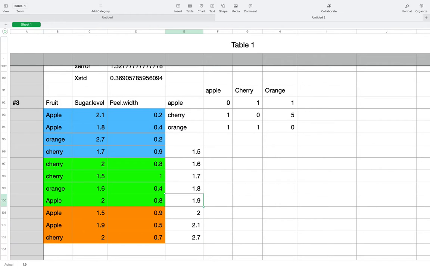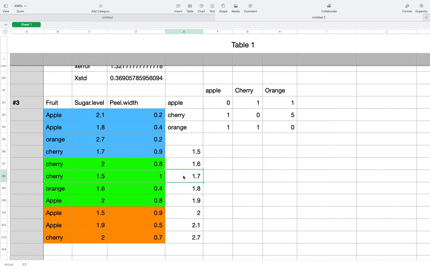Do I want to start with 1.5? How many things are less than 1.5? Nothing. 1.5 is out. How many things are less than 1.6? 2 things. Cherry, apple. So just 2 things. So 1.6 is out. Now we go to 1.7. How many things are less than 1.7? We got this apple, this orange, that cherry. That makes the cut. 1.7 is where we start.